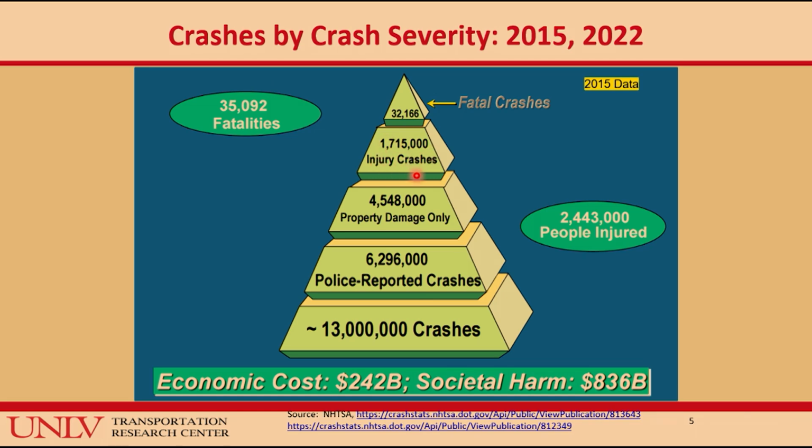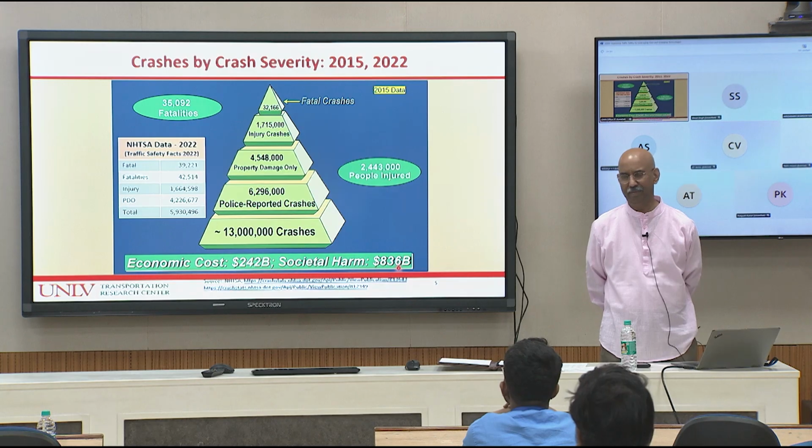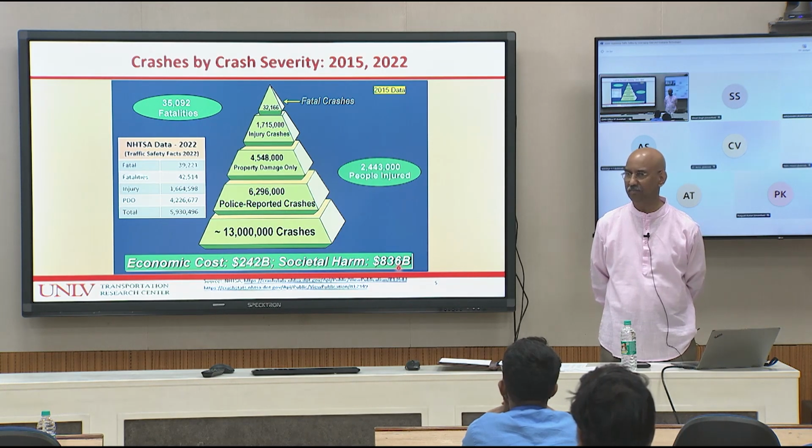1.7 million were injury crashes, which includes the A, B, C, and then the fatal crashes, there were 32,000 crashes, but more fatalities because there may be multiple fatalities per crash. And if I look at the 2022 data, then this pyramid is for 2015, 2022 data was slightly lower, but overall the societal harm, when we talk about billions of dollars, people are not able to get a sense for what it means.